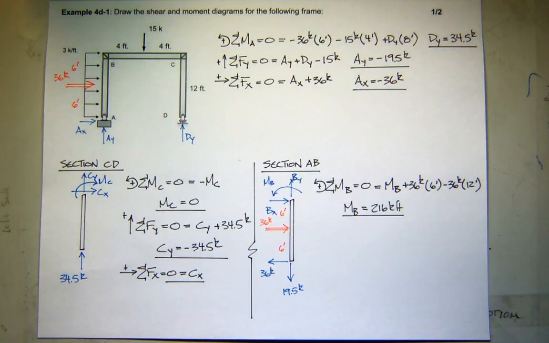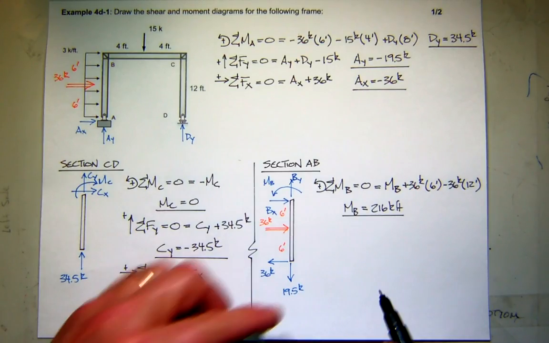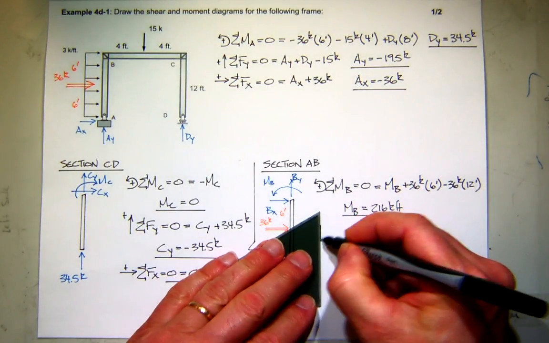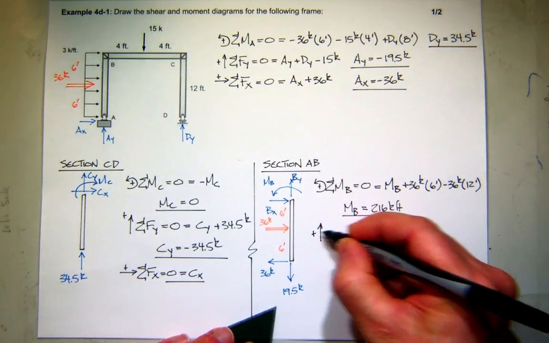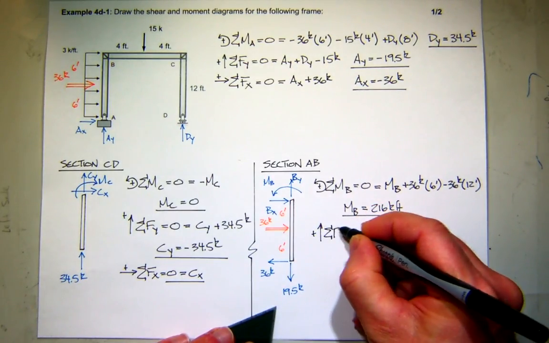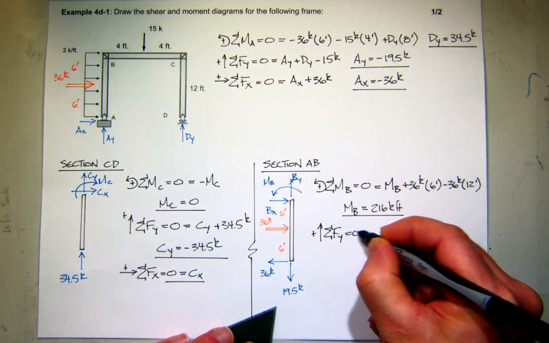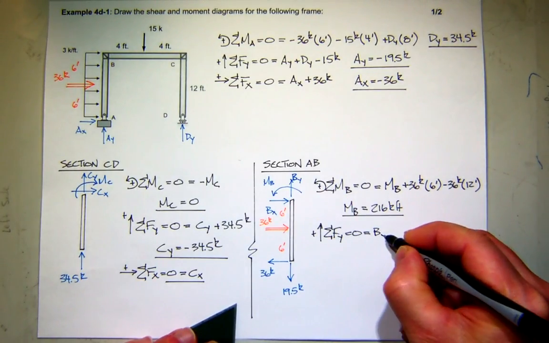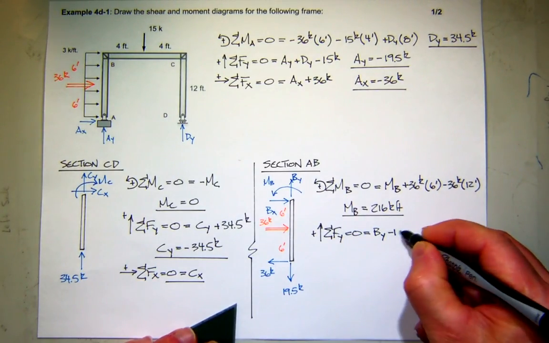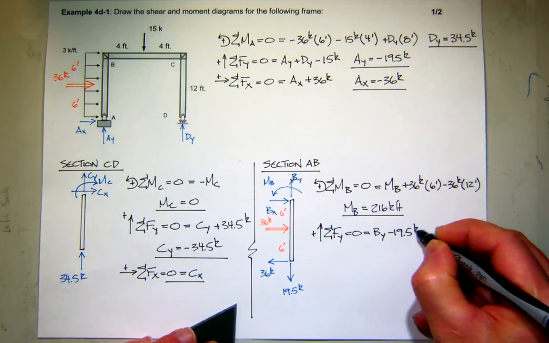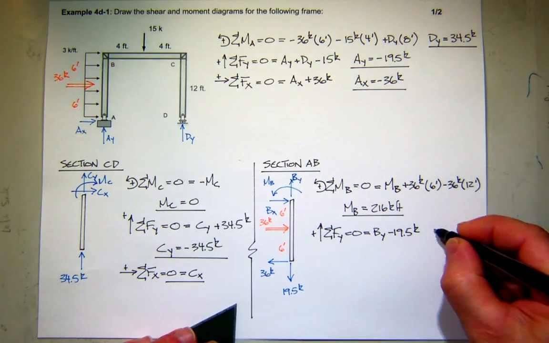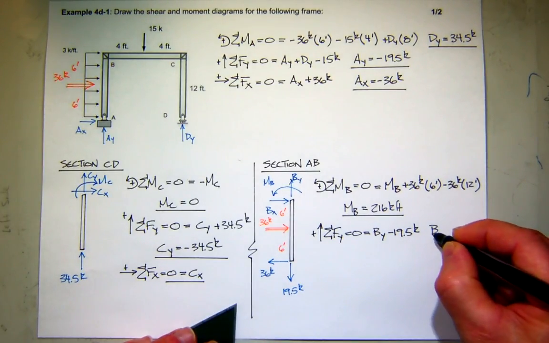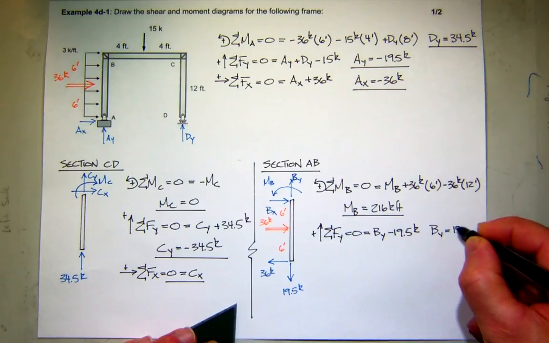Wow. Yes, you are. All right, so let's sum forces in the y direction. So I've got By acting up. I've got this 19.5 kip force acting down, and that's it. So By looks to be 19.5.